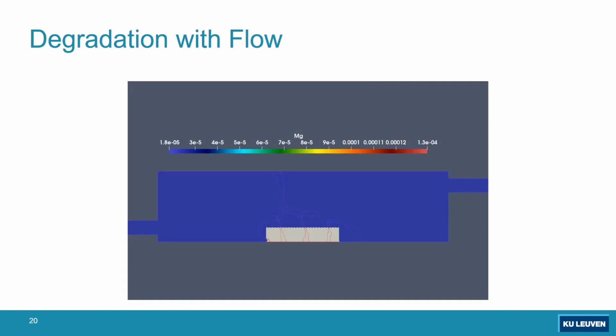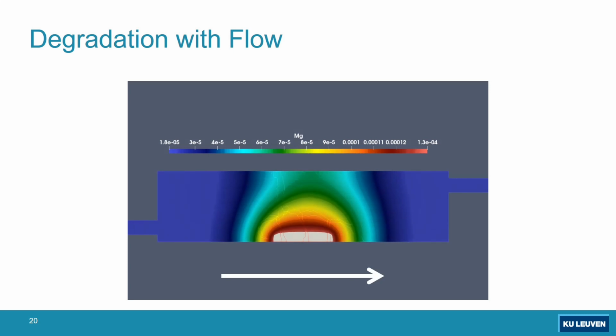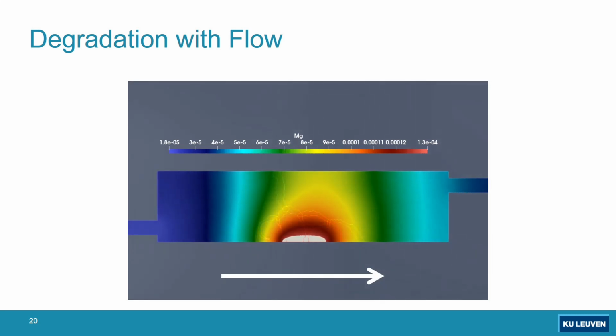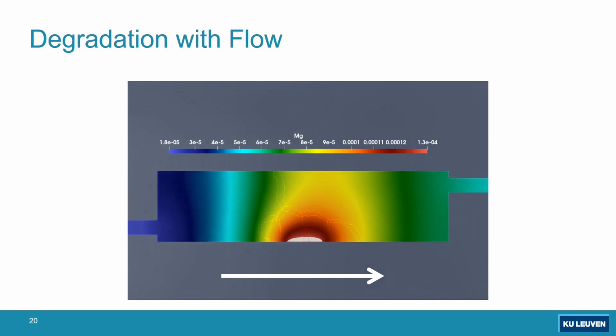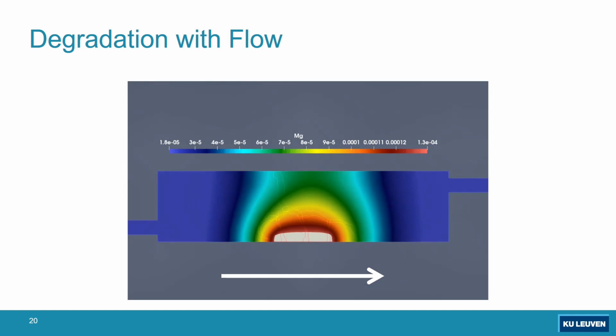And this is the degradation with fluid. If we have a fluid flow in the direction from left to right, you can see that we have directional degradation, showing that the multiphysics formulation of the problem works very well in this setup, where the flow is coupled with the reaction diffusion system.